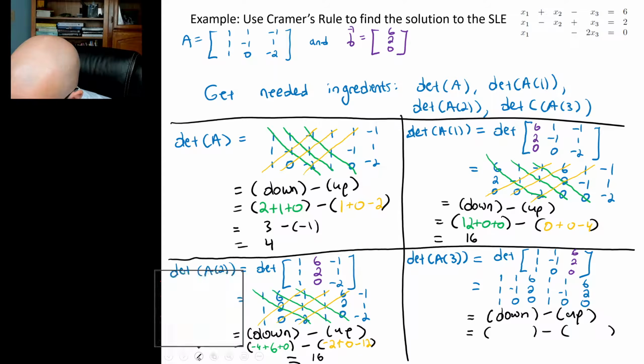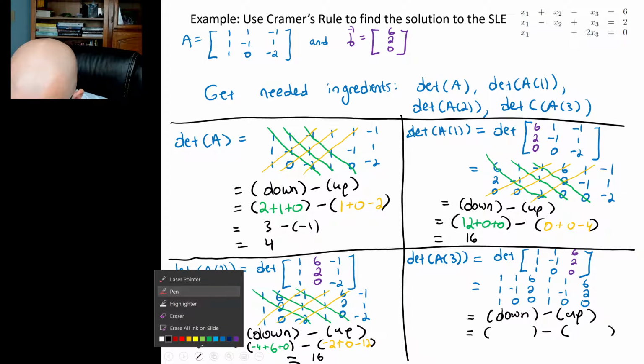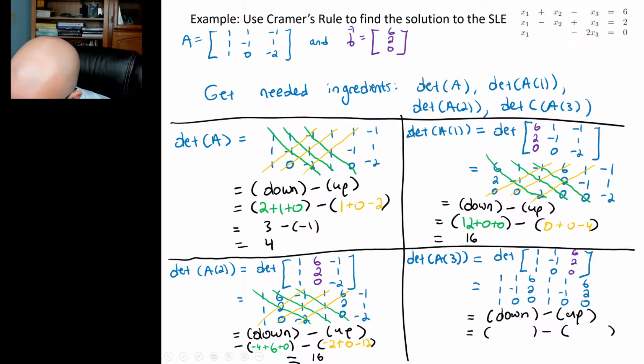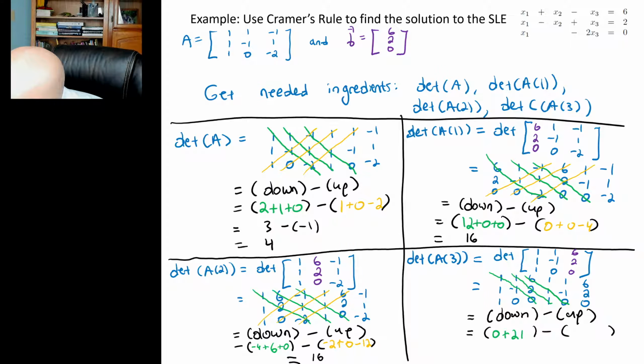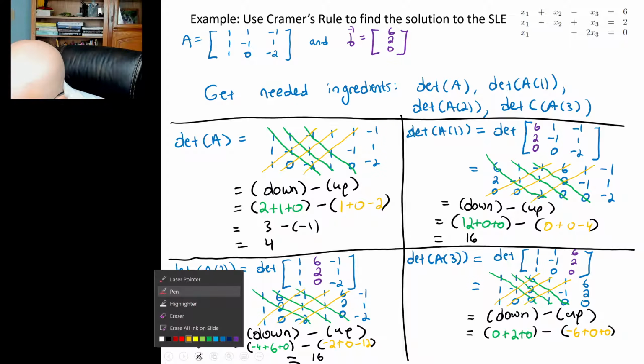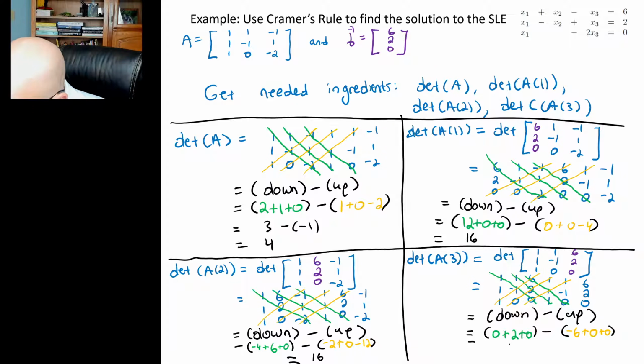Okay, so the first down product, we'll have 1 times -1 times 0, which is 0. Second down product, 1 times 2 times 1, which is 2. And then the third down product, 6 times 1 times 0, which is 0. Minus the up products, 1 times -1 times 6, which is -6. 0 times 2 times 1, which is 0. And 0 times 1 times 1, which is 0. And we can simplify. So that's going to be 2 plus 6, which is 8.